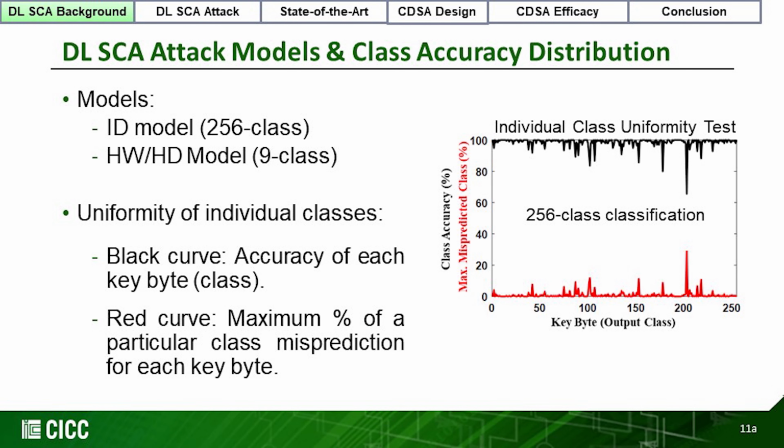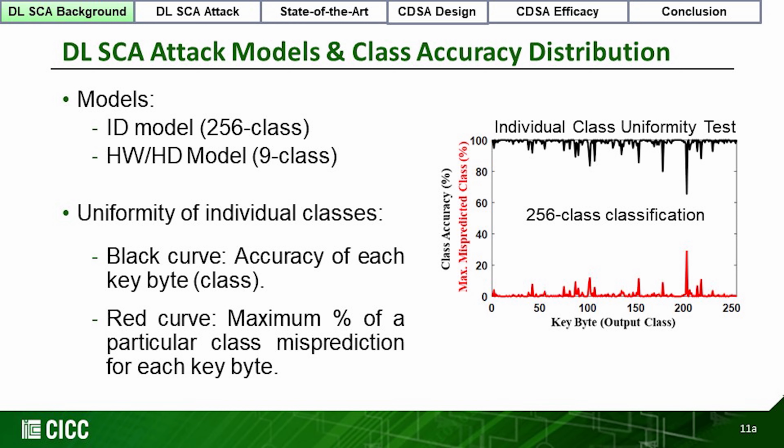Other than the 256 class identity model, we can also train a 9 class deep neural network using Hamming weight or Hamming distance model, which requires more number of traces to attack. However, we use the 256 class model to reduce the attack time.